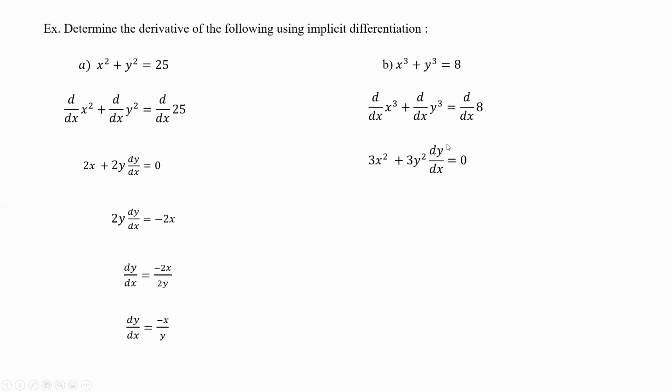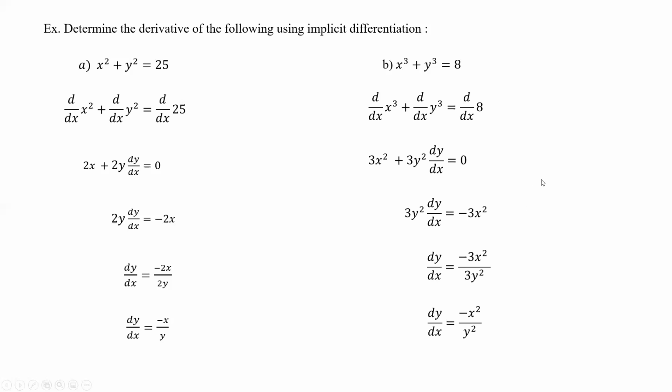Your goal is to get dy/dx by itself. We'll bring the 3x squared to the other side, and then divide both sides by 3y squared. Clean this up as much as possible, and we have a nice simple derivative. Again, what we're finding is the slope of the tangent line. So if you were to graph x cubed plus y cubed equals 8, you could find the slope of the tangent line to that graph at any point by plugging into the derivative.